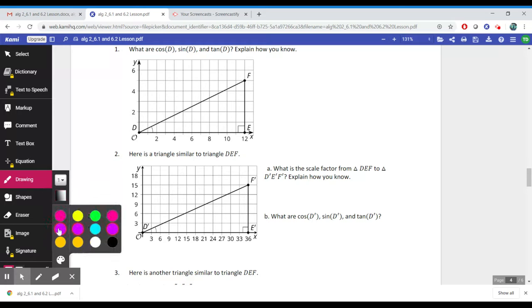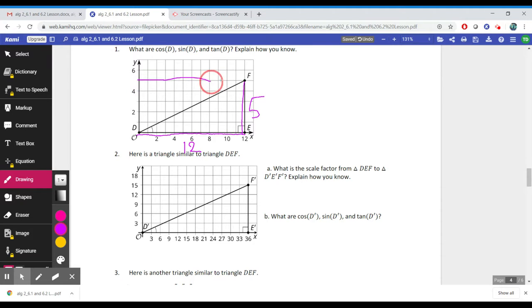So we know that our first leg has a length of 12, since it goes out to 12 on the x-axis after starting at 0. We can see that our second leg has a length of 5, since it goes up to 5 on the y-axis here. And we don't yet know what our hypotenuse's length is, so we'll use the Pythagorean theorem to find that.